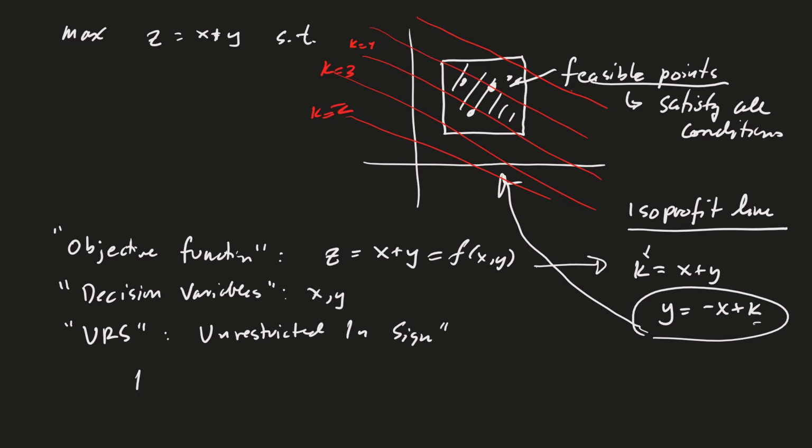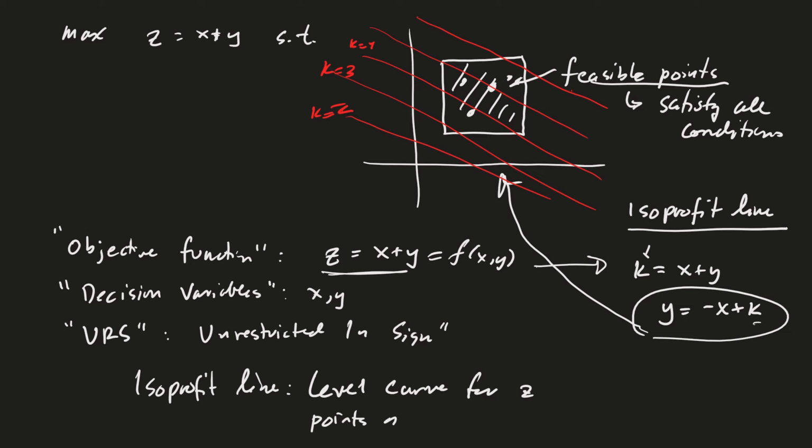So isoprofit line. You can also think of it as a level curve for z. Or you could think of it as points on which the profit is some given constant. In this case, we used k for the given constant, right?